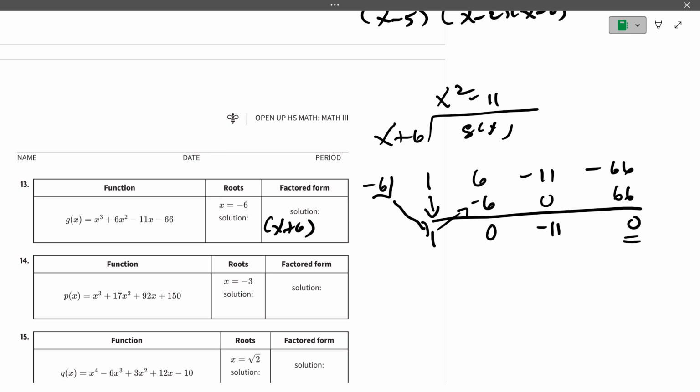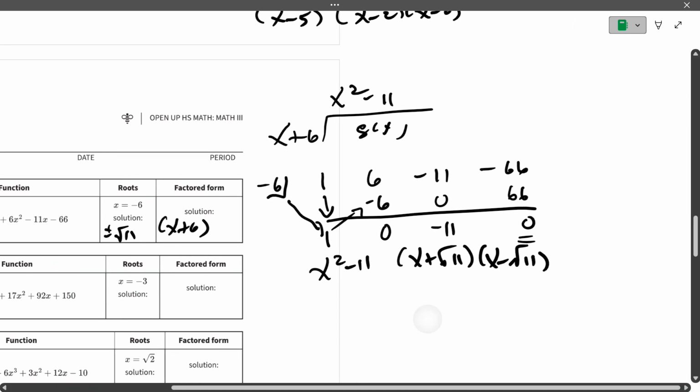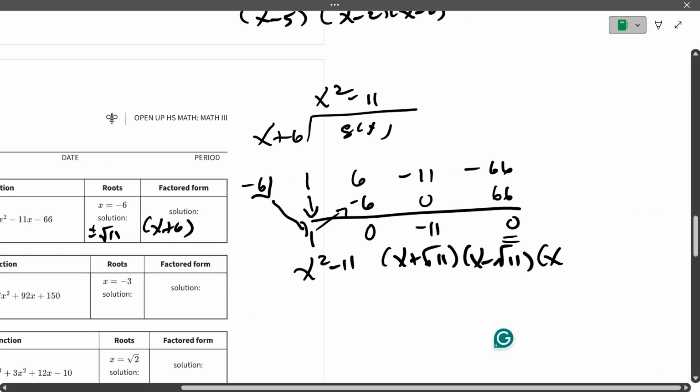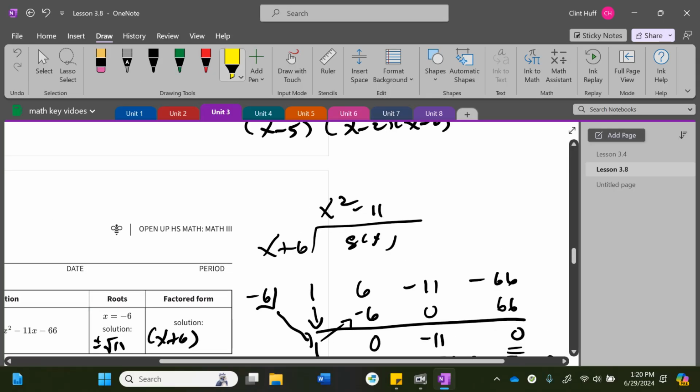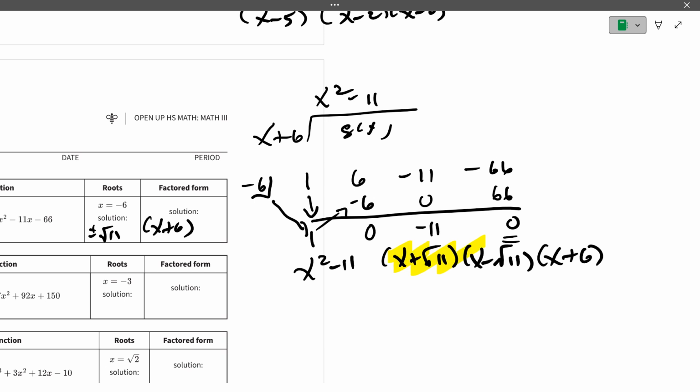Now, that is not factorable if you consider that 11 is not a perfect square, but you can kind of force feed that and say that that's x plus root 11 and x minus root 11, which means the other roots are positive or negative root 11, and the other factors would be x plus root 11 times x minus root 11 times x plus 6, and those would be my roots right here.